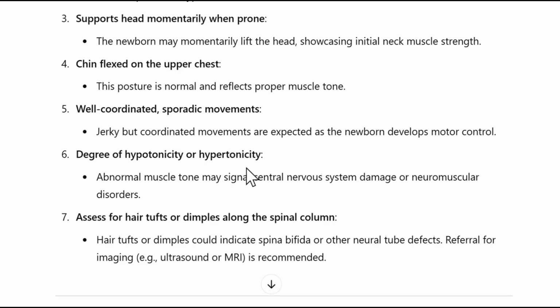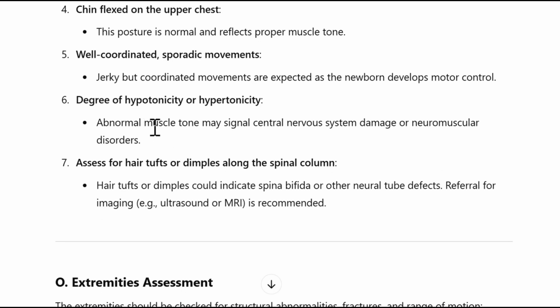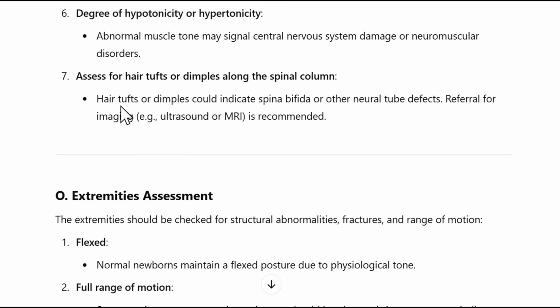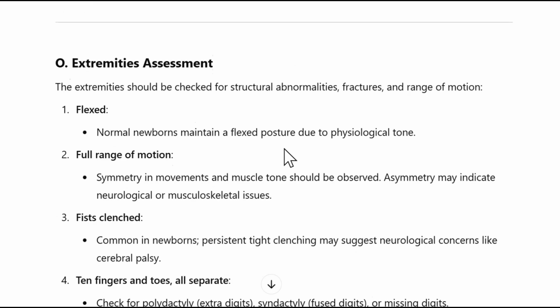6. Degree of hypotonicity or hypertonicity. Abnormal muscle tone may signal central nervous system damage or neuromuscular disorders. 7. Assess for hair tufts or dimples along the spinal column. Hair tufts or dimples could indicate spina bifida or other neural tube defects. Referral for imaging, e.g. ultrasound or MRI, is recommended.